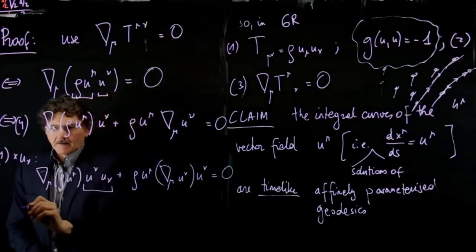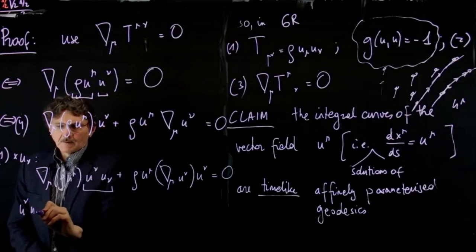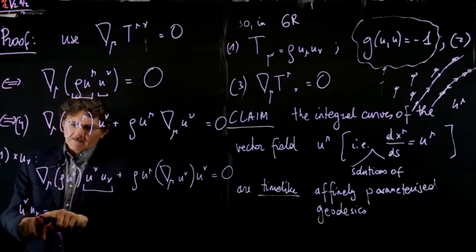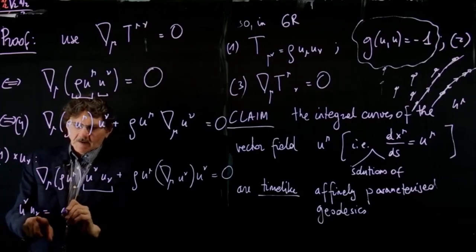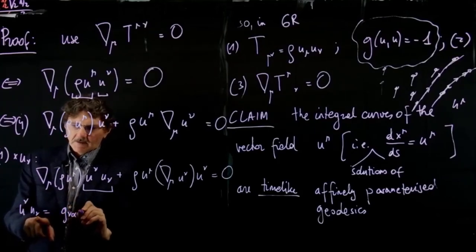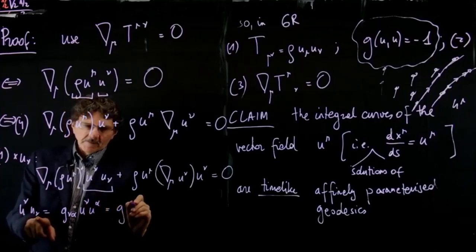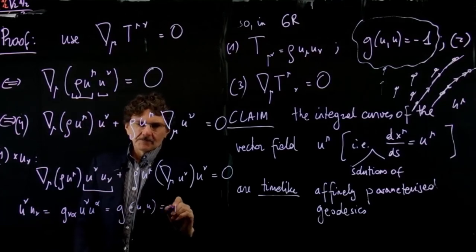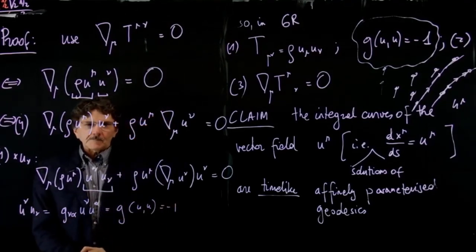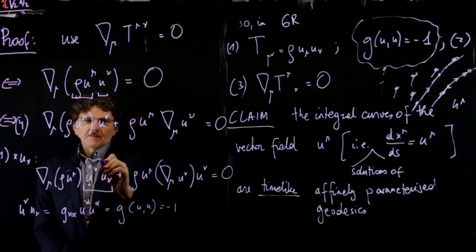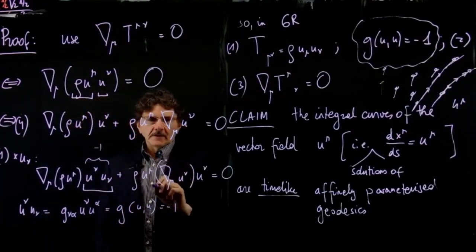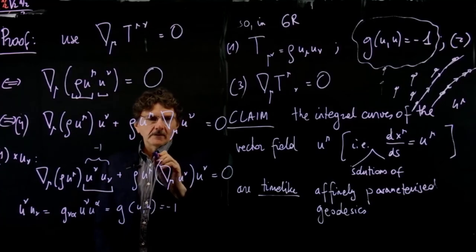Now the claim is, well, there's something which is easy here. If we think of this index as being lowered with the metric, this is g nu alpha u nu u alpha, and this is the same as the length of u, and this is minus one. So this one is minus one. And my claim is that this other thing here is zero.